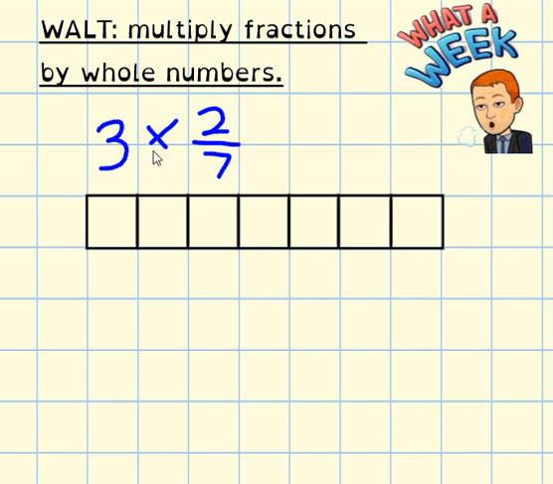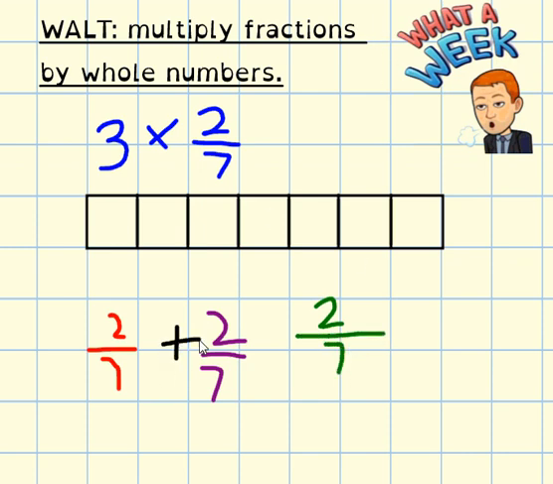So 3 lots of 2/7. Essentially, what it's asking me to do there is 2/7 add 2/7 add 2/7. That's what lots of means, isn't it? If I'm doing that on a bar model, nice and straightforward. In this case, I only need 1 bar. I'm shading in 2/7, I'm shading in 2/7 for this fraction, and I'm shading in 2/7 for that fraction.